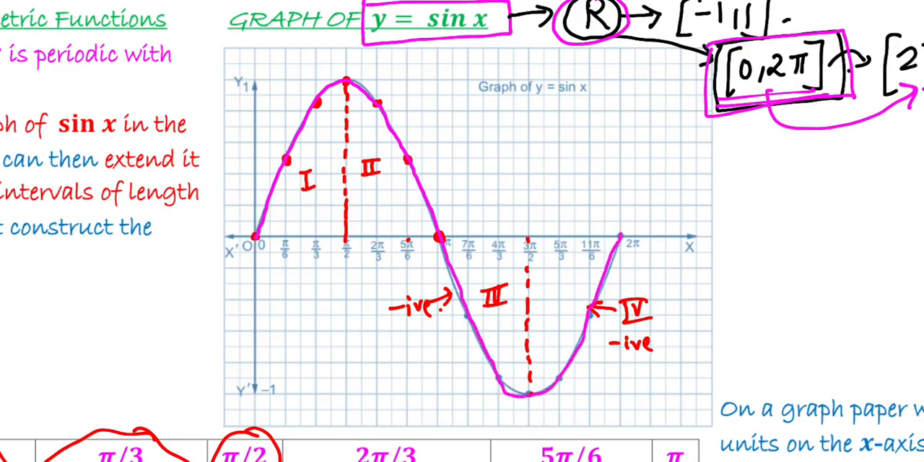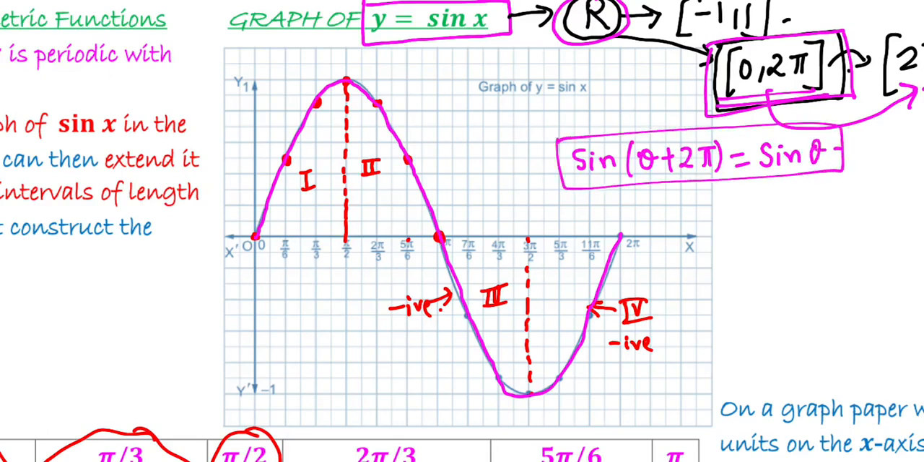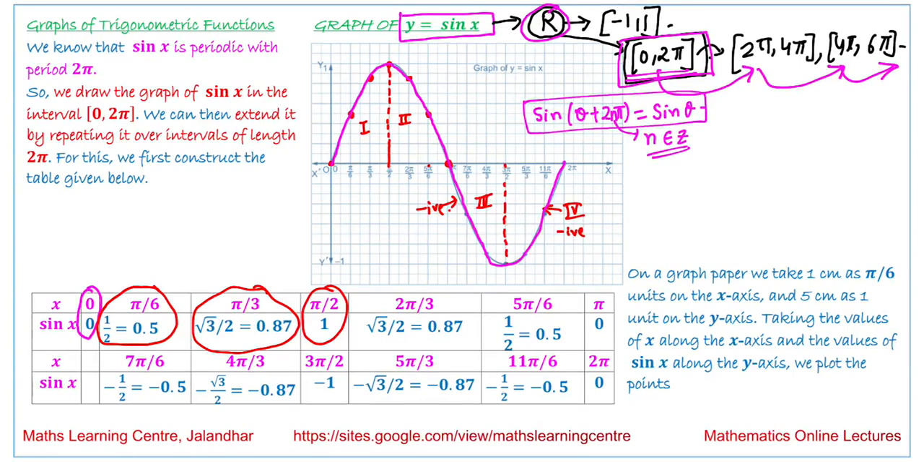Now if we want to extend this graph, we have to draw the same graph for the interval 2π to 4π, because we know that sin of θ plus 2π is equal to sin θ, or we write it as 2nπ, where n belongs to Z. So this is the graph of the function y = sin x in the interval 0 to 2π.